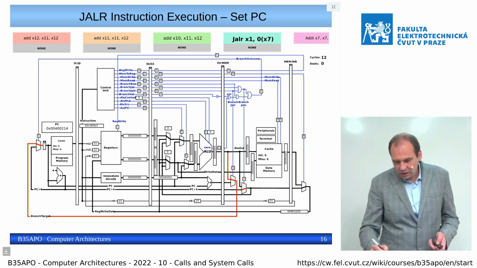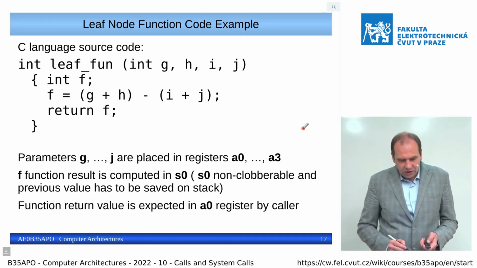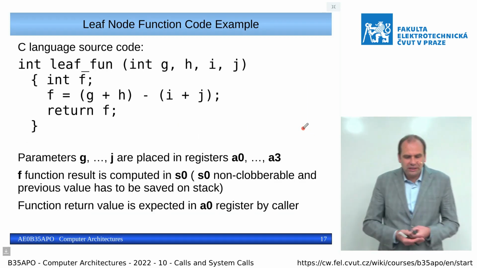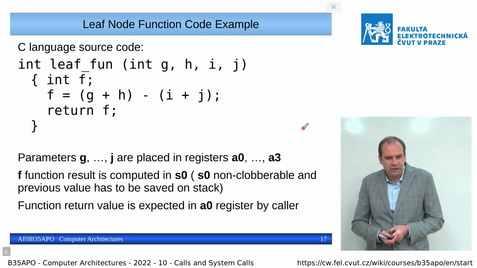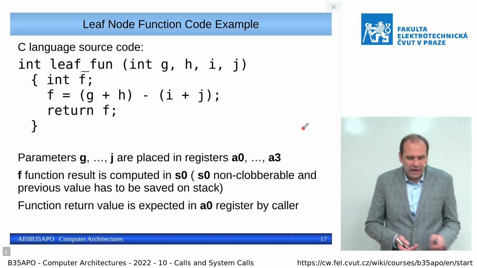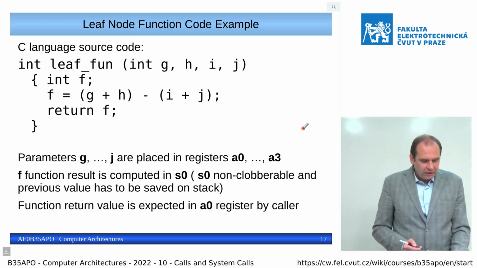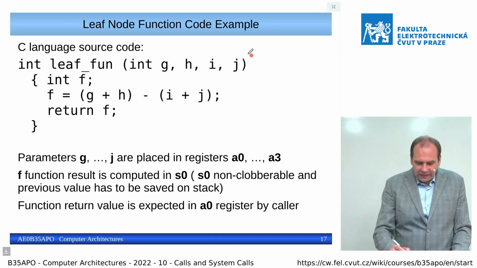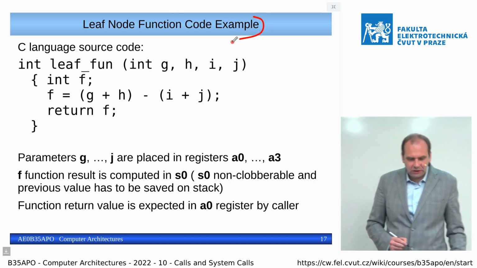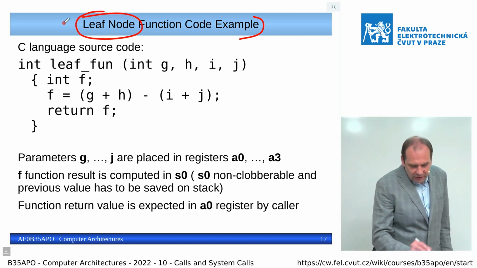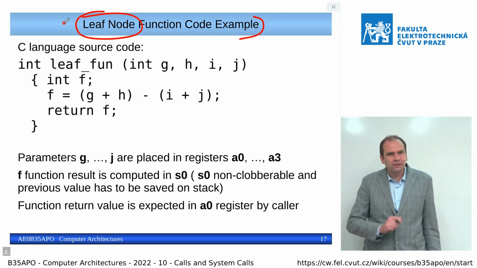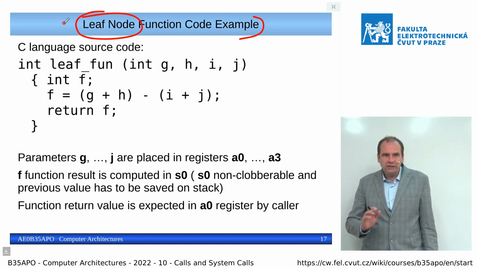It is basic knowledge. So this is how it works really on the actual processor, on the hardware, which we try to analyze here and understand. Okay, and then we have there a simple leaf node function example. A leaf node means that it is a function which doesn't call another function. So it is a little simpler.